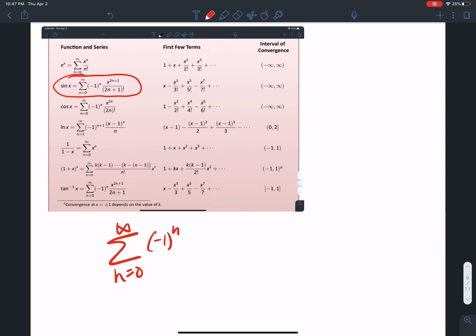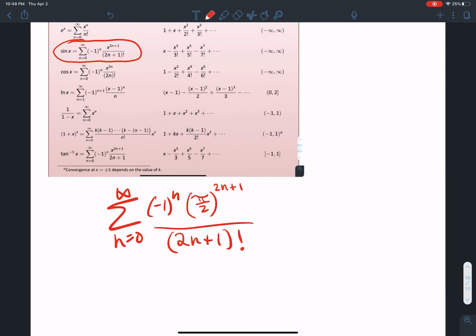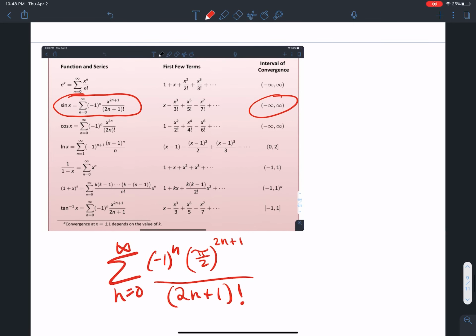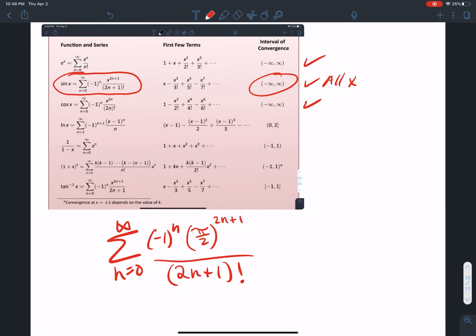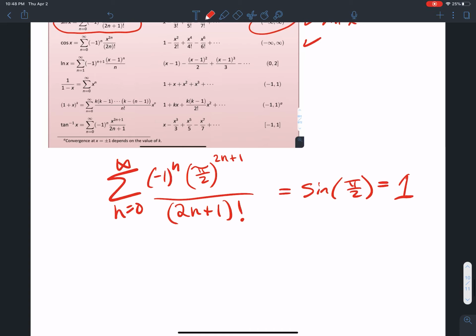Maybe it's like pi over 2, to the 2n plus 1, over 2n plus 1 factorial. So you see something like that, you say, oh man, I see the 2n plus 1, I see the 2n plus 1 factorial. I'm thinking, okay, the interval of convergence here for sine works for all x, just like it was for e to the x, and cosine x is the same way. This is going to be the sine of pi over 2. So this series looks rather complicated, but it actually sums to 1, which is pretty amazing.